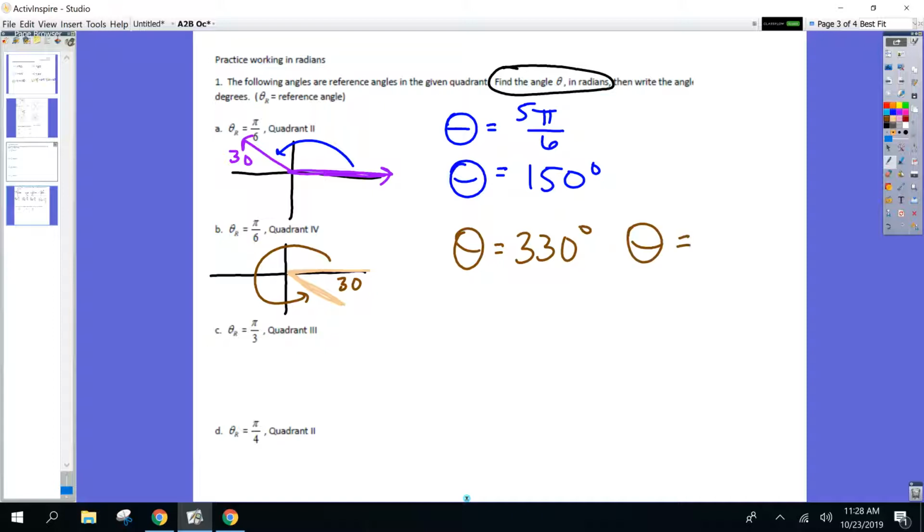Now I have to turn it into radians. So I think to myself, okay, that was 30, so I know it's going to be pi over 6. 30 times what gives me 330? And if you have to use your calculator for that, I get it. But at least we're not using the formula sheet here. So, yep, 30 times 11. All good.